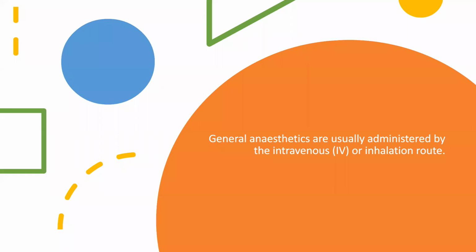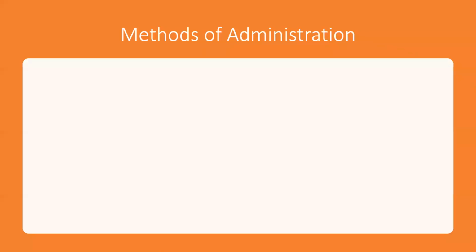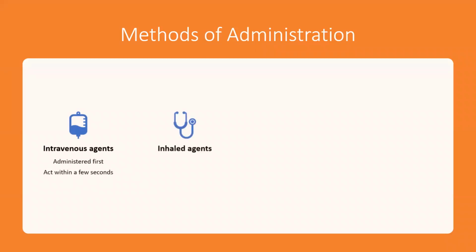General anesthetics are usually administered by the intravenous (IV) or inhalation route. What are the methods of administration? Intravenous agents are administered first and act within a few seconds. Inhaled agents are used after the patient loses consciousness. Then we give them other inhaled agents. We maintain the anesthesia then.